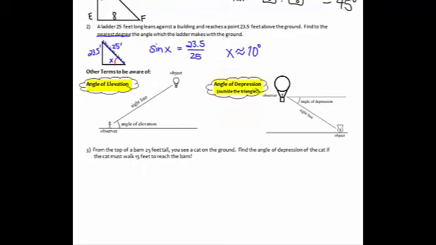Angle of elevation and angle of depression. The angle of elevation is always inside the triangle, and at the bottom where the ladder meets the ground or where the person is standing. So the angle of elevation is here, and this is my triangle. Okay? The angle of depression is outside of the triangle.